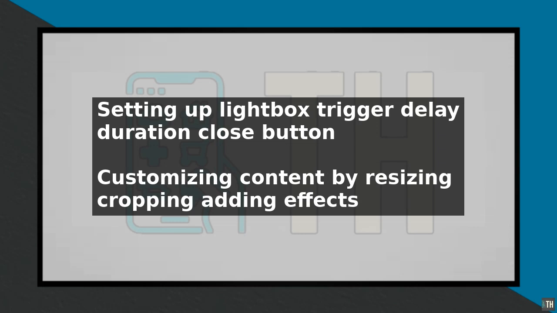To add content to your Lightbox, click on the Add Element button and select the type of content you want to add, such as an image or video. You can then customize the content by resizing, cropping, or adding effects.